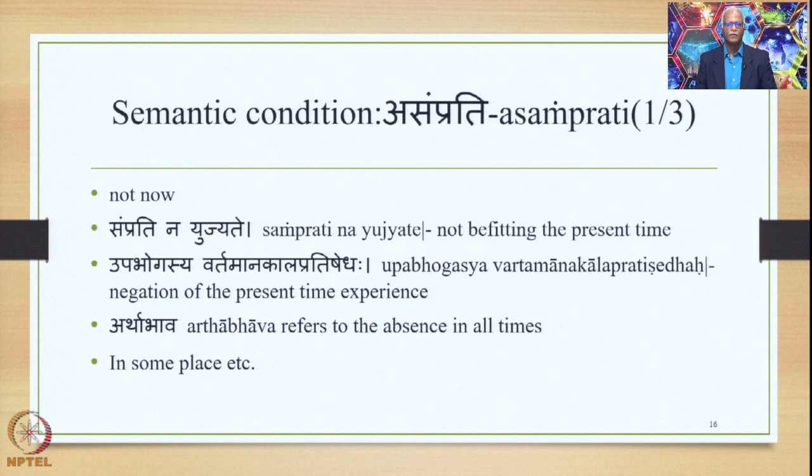So samprati is the present time, and na yujyate is not befitting. The traditional commentators explain this meaning by saying upabhogasya vartamanakala pratishedhaha. Upabhogasya vartamanakala pratishedhaha. Negation of the present time experience. Where arthabhava refers to the absence in all times, asamprati refers to the negation of the present time experience. Therefore, asamprati is different than arthabhava. So, arthabhava refers to the absence in all times, in some place, etc. That is not what asamprati denotes.